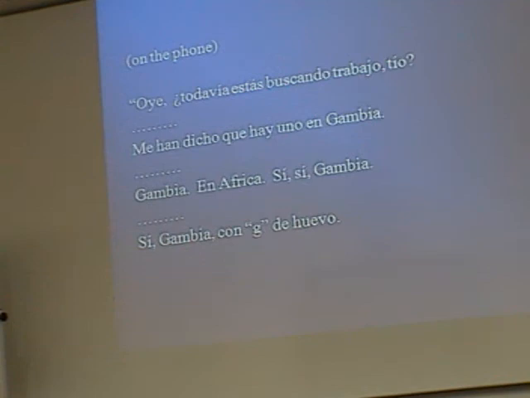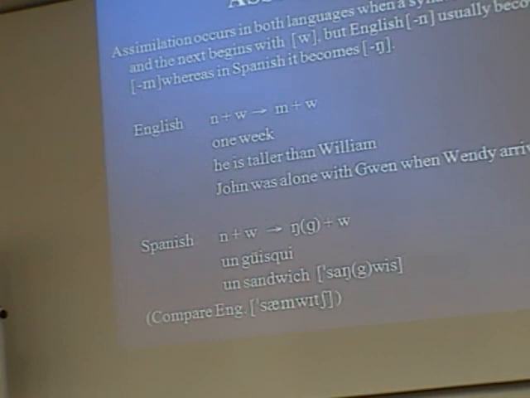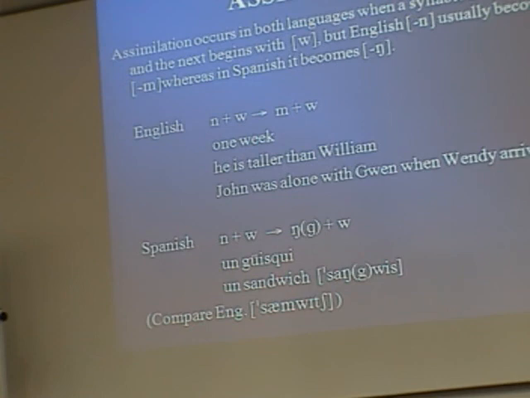Now, the fact that such jokes exist is good evidence for the point that I made. It's good evidence for my saying that w is very often accompanied by g in Spanish, right? But not in English. Jokes can be very useful. Right, well, assimilation. This occurs in both languages when a syllable ends in N and the next begins with W. But in English, a final N in this position usually becomes final M, whereas in Spanish it becomes final NG.